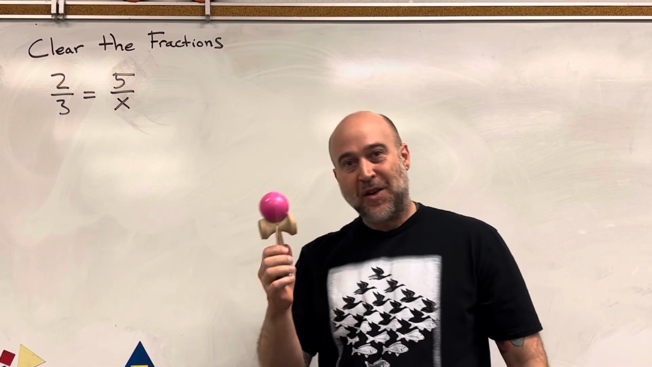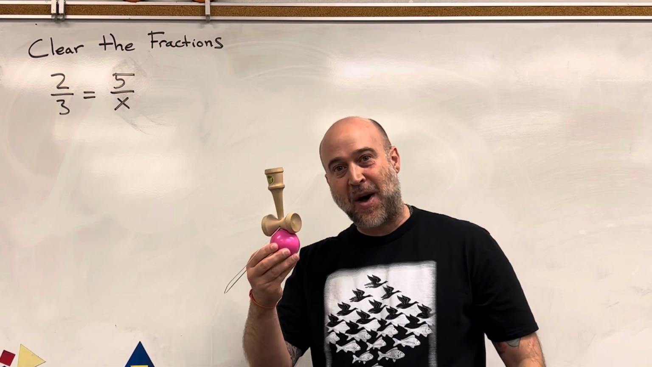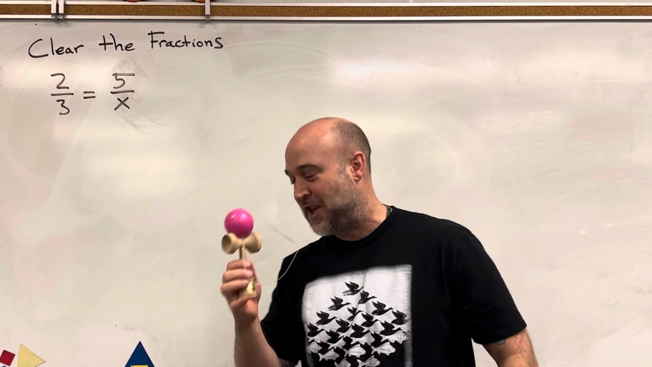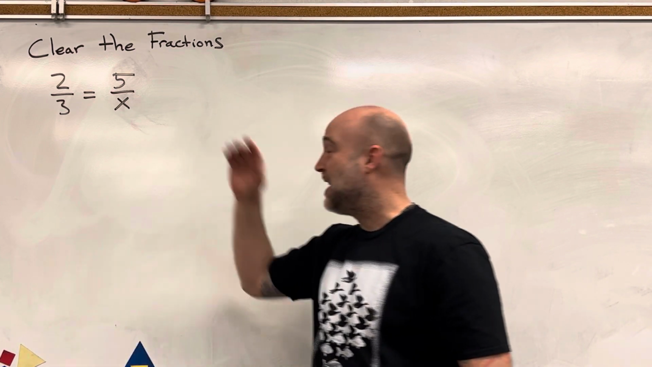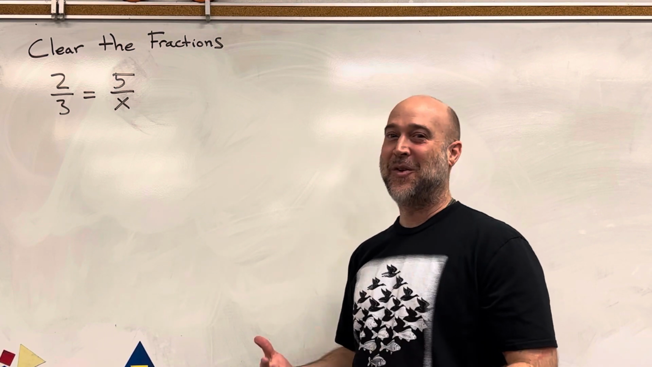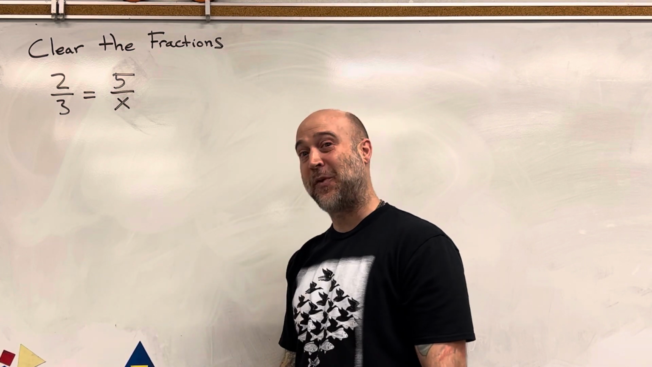So the kendama is normally in this position. If we have it on the bottom, then it's a good idea to put it in a way that we can go back to our normal state. And so that's kind of the same idea with this, is we need to get x out of the bottom of the fraction in order to work with it. So the first method that we're going to look at is called clear the fractions.